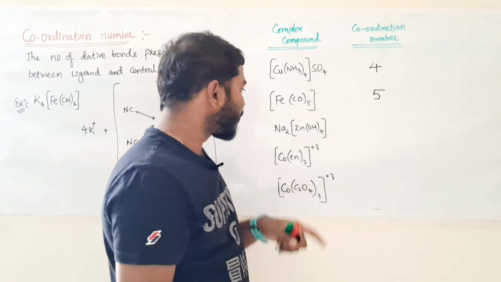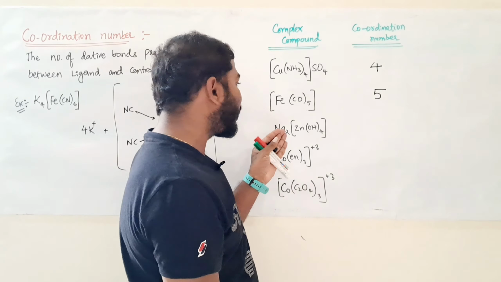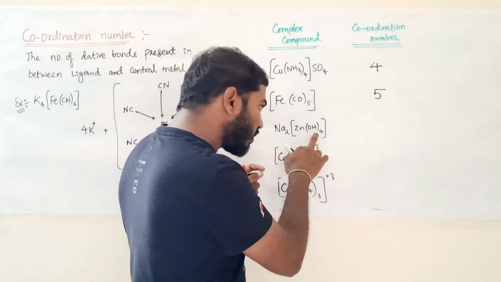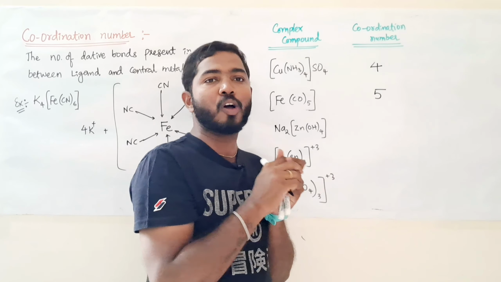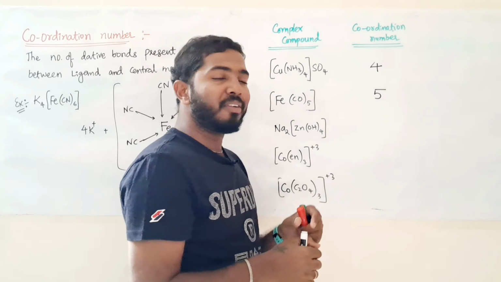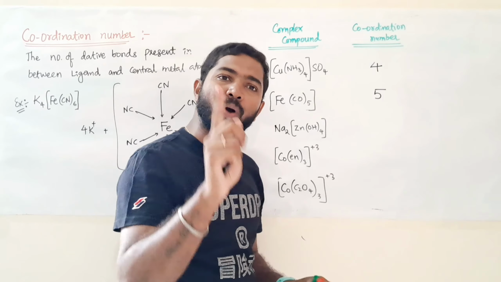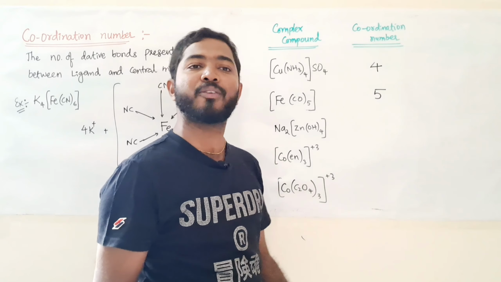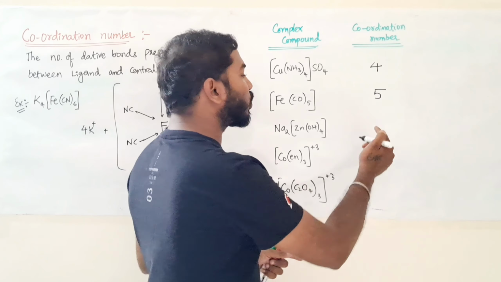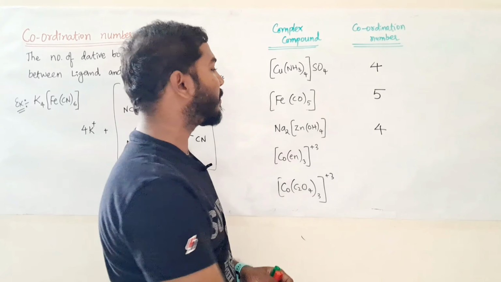Hope you understood. And the next, sodium zincate, actually this is called Na2[Zn(OH)4]. The ligand we have is OH, that is hydroxo groups. And now we have 4 such hydroxo groups. Each hydroxo group can donate one lone pair. So 4 OH groups can donate 4 lone pairs, so that it can form 4 dative bonds. Then the coordination number must be 4.